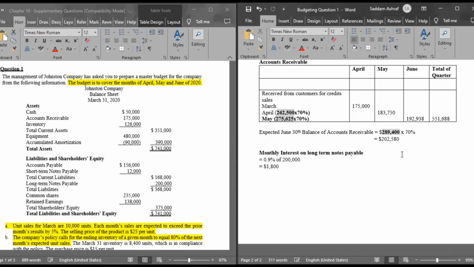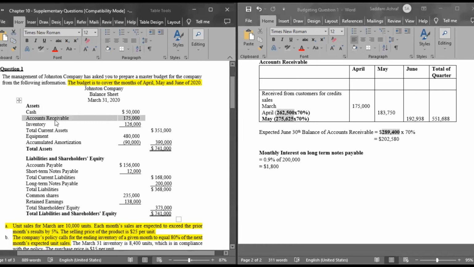Okay. So just keep in mind the balance sheet we have been provided in this question. You can see the amount of accounts receivable is 1,75,000. So we have just received this amount in the month of April. And when we prepare the budgeted balance sheet, the revised balance sheet for the month ended June, we will not place accounts receivable as 175,000, but as 202580, because this will be the ending balance for June. Have you got it?